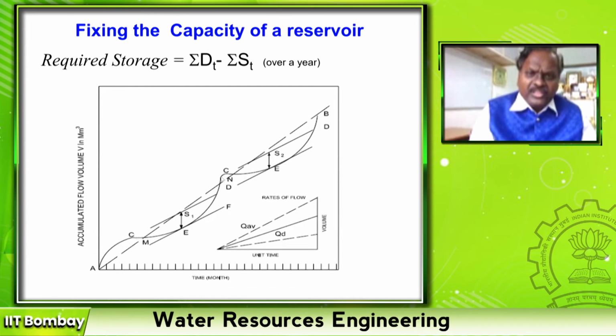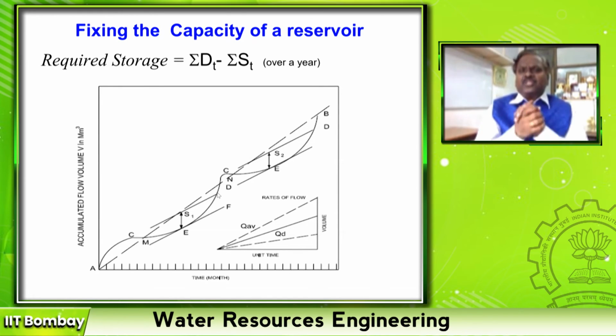Suppose in this case I have two peaks, right? C1, C2. So I am drawing my cumulative demand curve from this C as well as from this C. Now the maximum difference between my cumulative supply and cumulative demand, S1 or S2 at this point, whichever is maximum, that much storage I can keep to meet my demands without deficit, right?